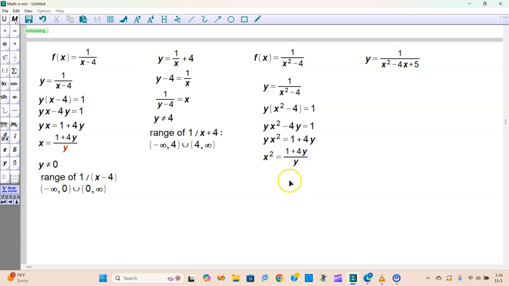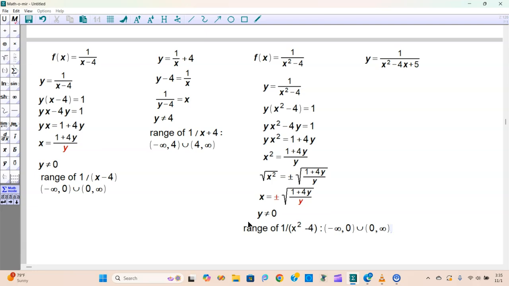And now you're saying, well, it's kind of similar to the first one because it also says 1 plus 4y over y. But here we're going to take roots. So we do the square root, the usual, with plus or minus on that side. So it's just x equals plus or minus the square root of 1 plus 4y over y. We're not interested in choosing the plus or minus part. What is important is that there's a y in the denominator of the fraction, which means, again, y cannot be equal to 0. So the range of 1 over x squared minus 4, because y cannot be 0, is again negative infinity to 0, and then 0 through positive infinity.